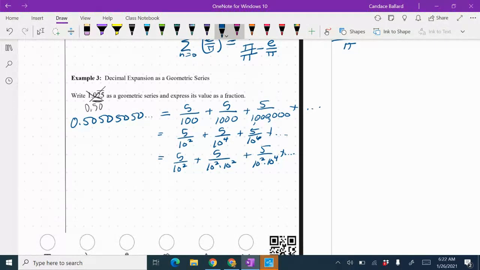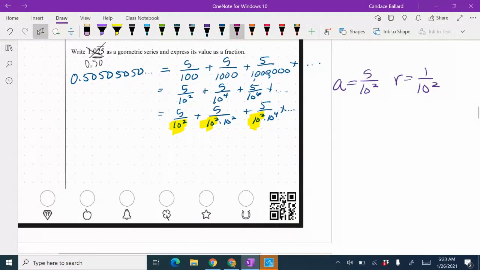I'm looking for my first term and I'm looking for my ratio. I am noticing the 10 squared is repeating in all of these. So the ratio that I'm going to use is the 10 squared. My R is going to be 1 over 10 squared, because I noticed that in all of them. My A is going to be the 5 over 10 squared. So that's where the 5 gets repeated, because that's the first term.